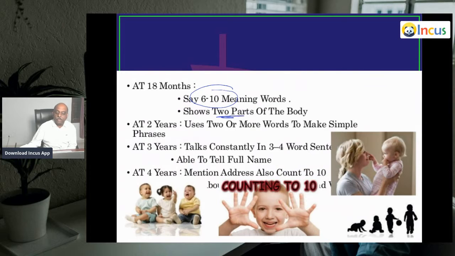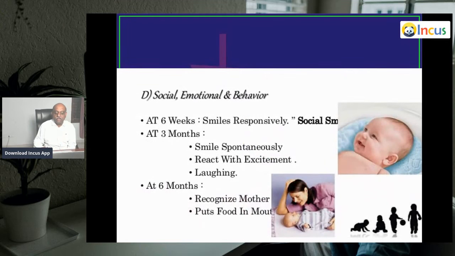Shows 2 parts of the body. And at 2 years, he makes simple phrases. At 3 years, he talks constantly in 3 to 4 word sentences. So at 4 years, he will be able to do counting up to 10. Then this is a favorite MCQ.